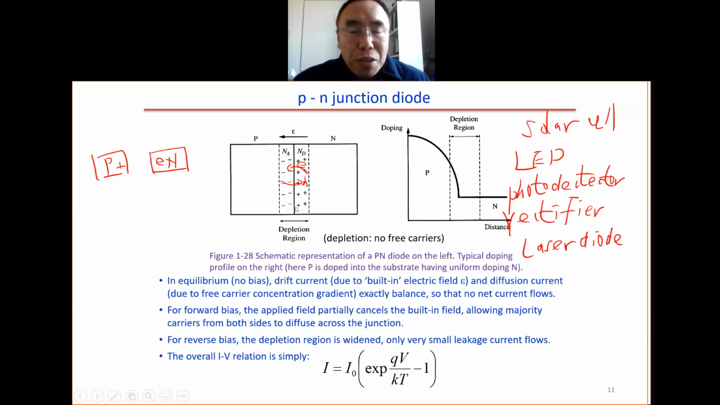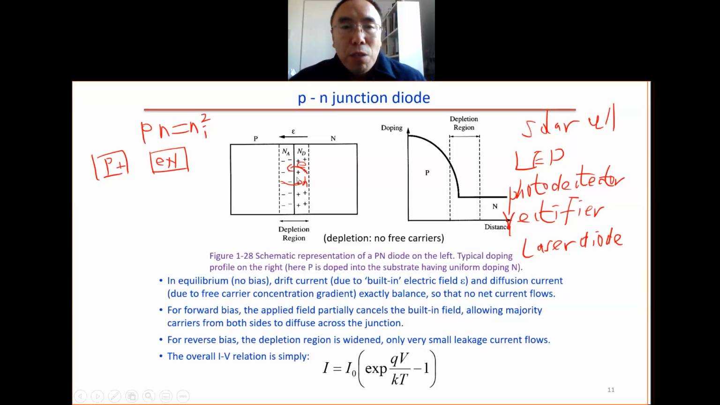Actually, there are still some free carriers, because usually we have this formula, pn equals Ni squared. The Ni is very small. So here there's still some P and some N, but the number of P and N is very, very small. This is called a depletion region.